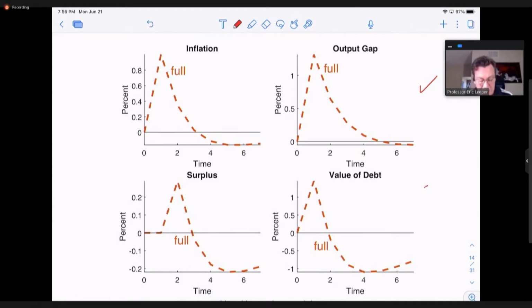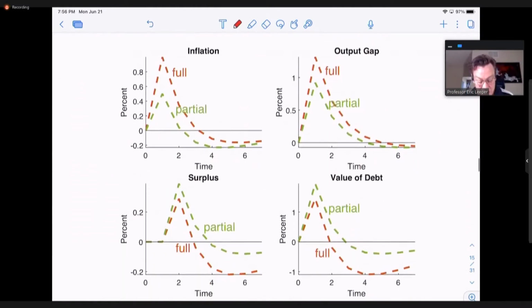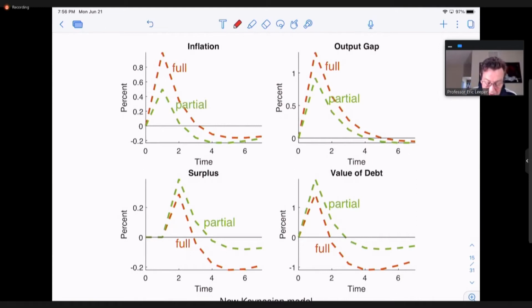So in the case of full backing, you get a positive surplus, which then turns negative. With partial backing, you get less of a negative response of the surplus. Let me back up for a second. In the case of full backing, monetary ease is followed by fiscal ease, so you see this big negative response of the surplus. When there's only partial backing, you still get some negative response of the surplus, but it's not nearly as big.